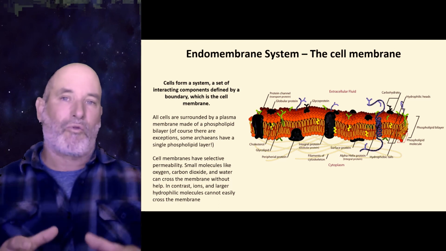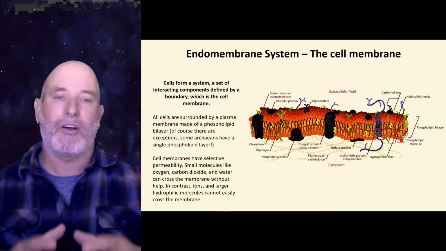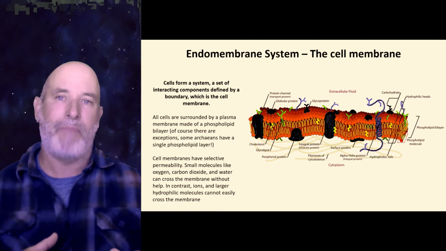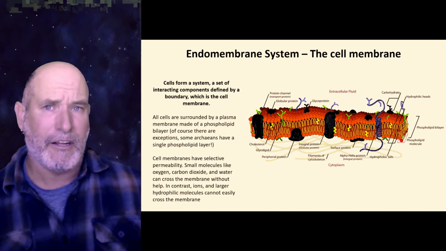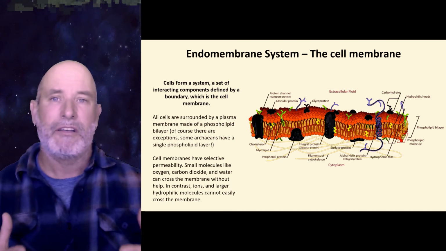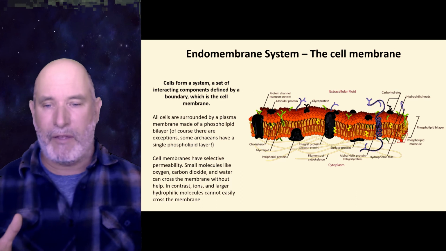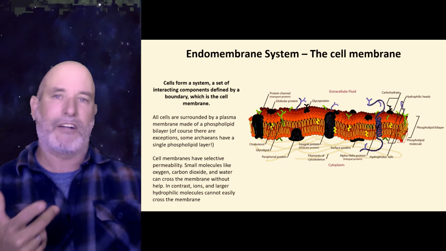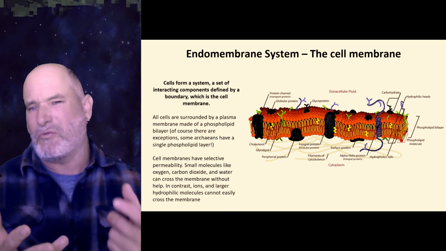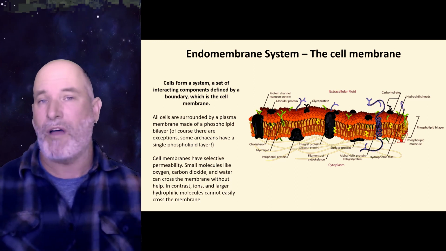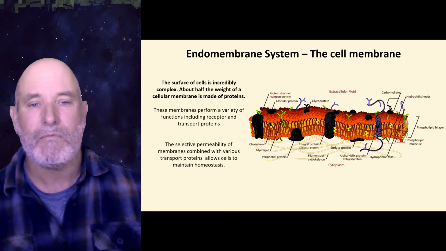Now, think of it this way. Cell membranes are incredibly important to cells because cells are a system, a set of interacting components defined by a boundary, and that boundary is set by our cell membrane. And our cell membranes have selective permeability. That means only certain things can enter or exit a cell. So oxygen, carbon dioxide, even water, because water is a small molecule, can readily pass through cell membranes without the cell doing any work.